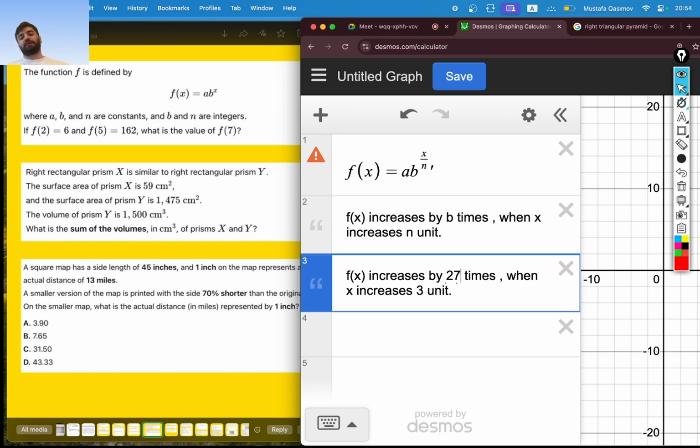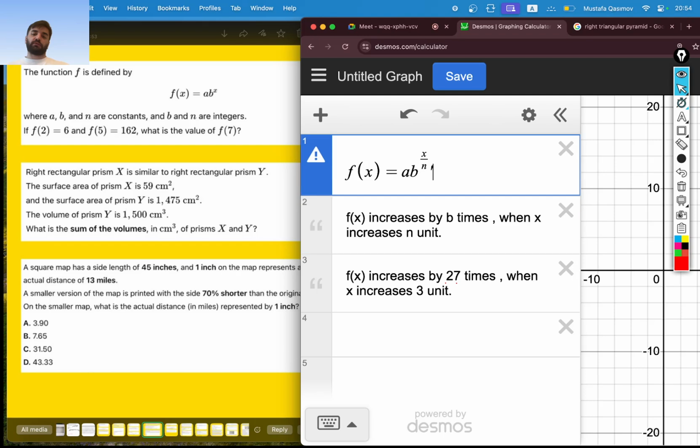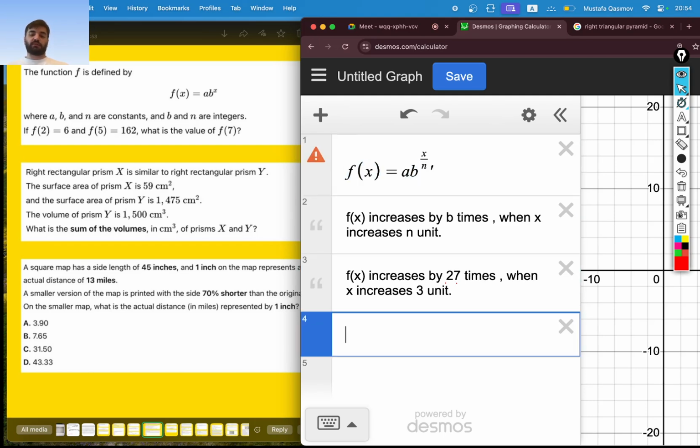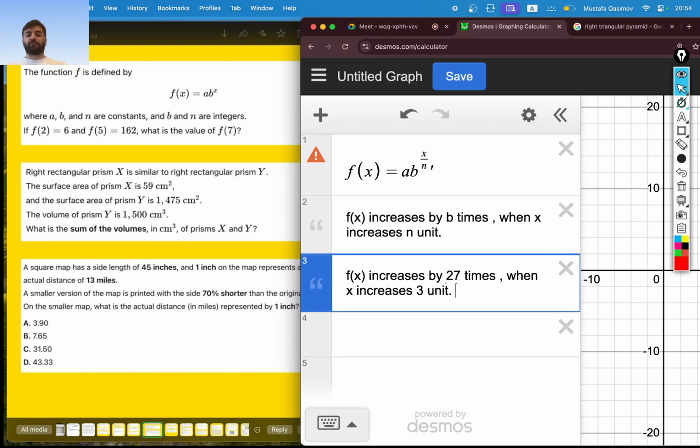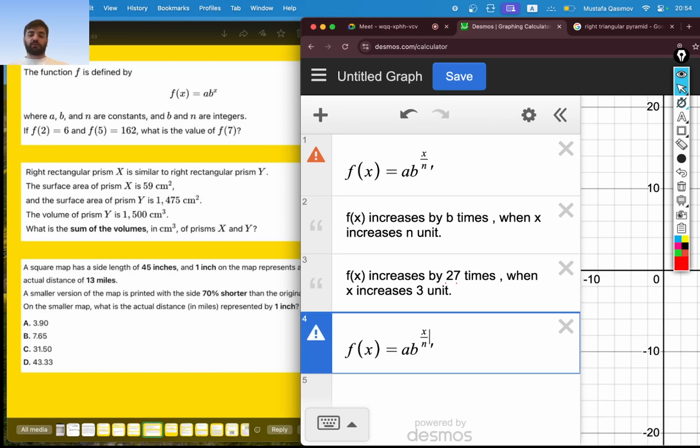So from here we can think of this function like that. Actually it is not important. You can also do it like this, 1 and 3, it's also okay. Okay, so it means that n is 3 and b is 27.